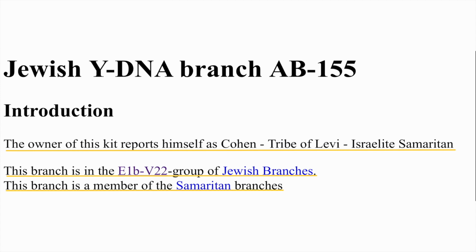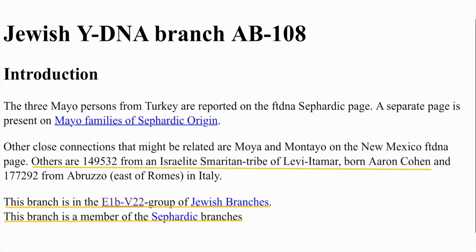This branch is in the E1b-V22 group of Jewish branches. This branch is a member of the Samaritan branches. Others are 149532 from an Israelite Samaritan tribe of Levi, Itmir, born Aaron Cohen. This branch is in the E1b-V22 group of Jewish branches. This branch is a member of the Sephardic branches.